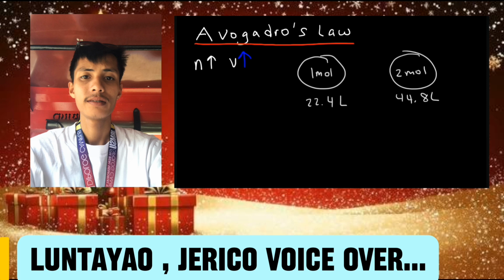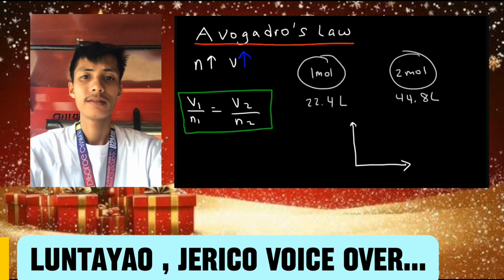So the equation that you need to know that goes with Avogadro's law is this equation: V1 over N1 is equal to V2 over N2. So that's the formula that you're going to use when solving gas law problems that deal with moles and volume. Now V1 and V2 can be in milliliters or liters, but they simply have to match. So if V1 is in milliliters, then V2 should be in milliliters as well. Now the graph that goes with Avogadro's law, if you plot N on the x-axis and V on the y-axis, is a direct relationship, so it's just a straight line.